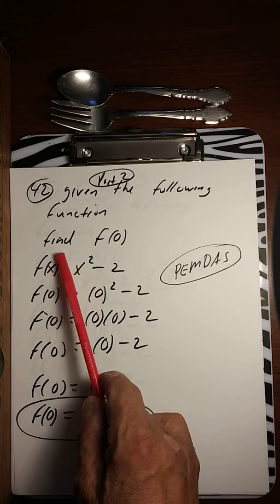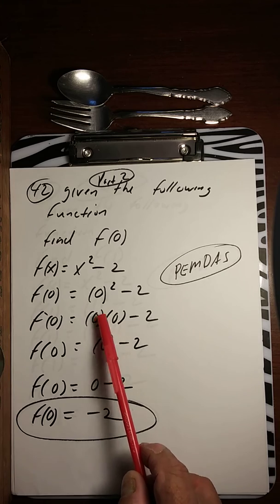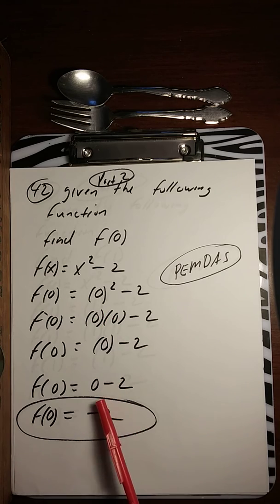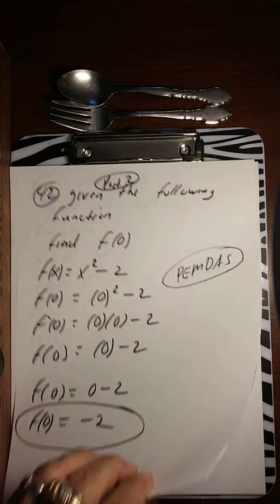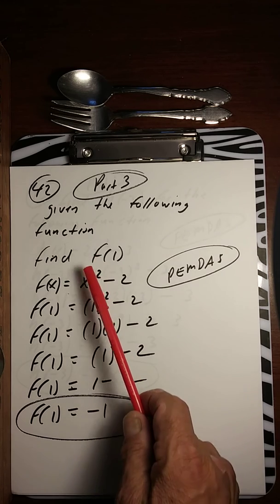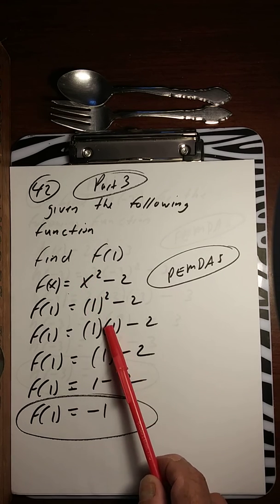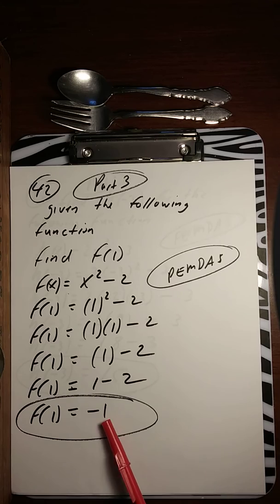Given the following function, find f of 0. Put a 0 in there. 0 times 0 is 0. 0 minus 2 is negative 2. Find f of 1. Put a 1 in there. 1 squared means 1 times 1, which is 1. 1 minus 2 is negative 1.